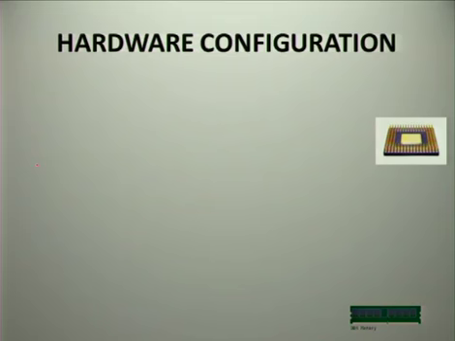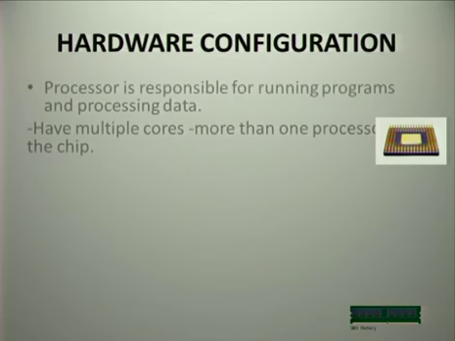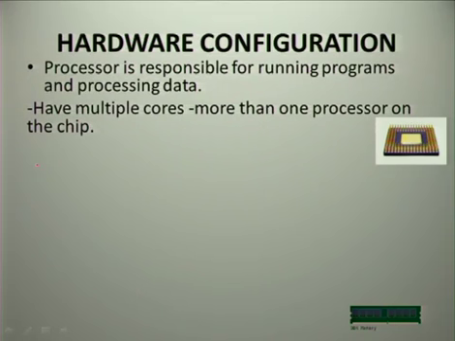Now, for your hardware configuration, we're going to first look at your processor, which is the CPU. The processor is responsible for running programs and processing data. If you have a CPU that has multiple cores, it means that it has more than one processor chip.